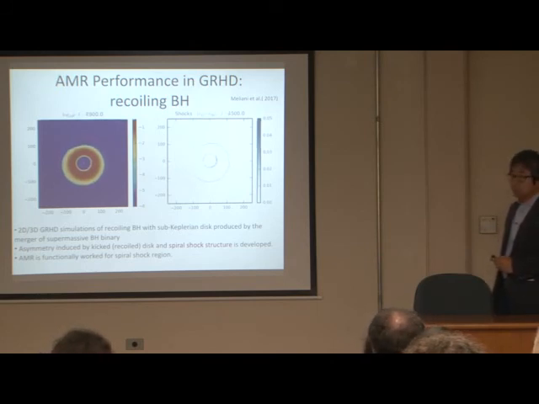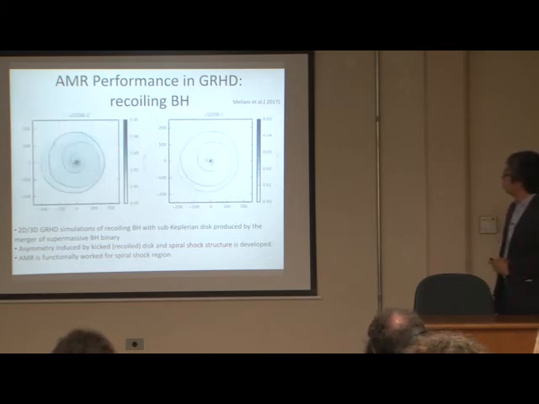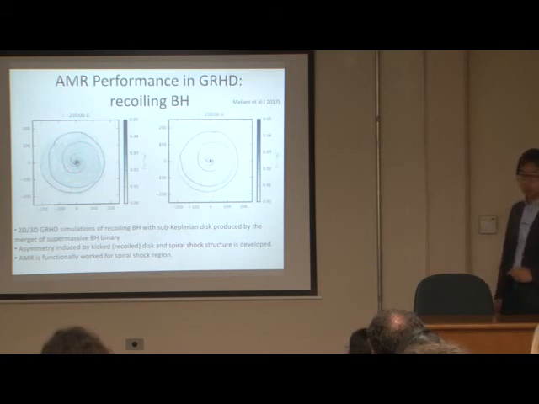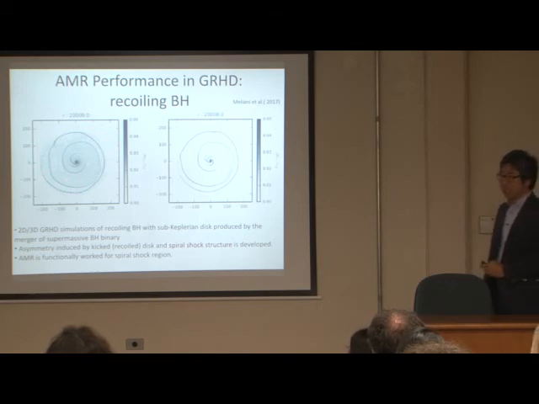This is important for interacting black holes. So this is the AMR grid. It's a little bit hard to see, but the AMR is a higher refinement block. It follows this shock structure. This is adaptive. Adaptive, yeah.